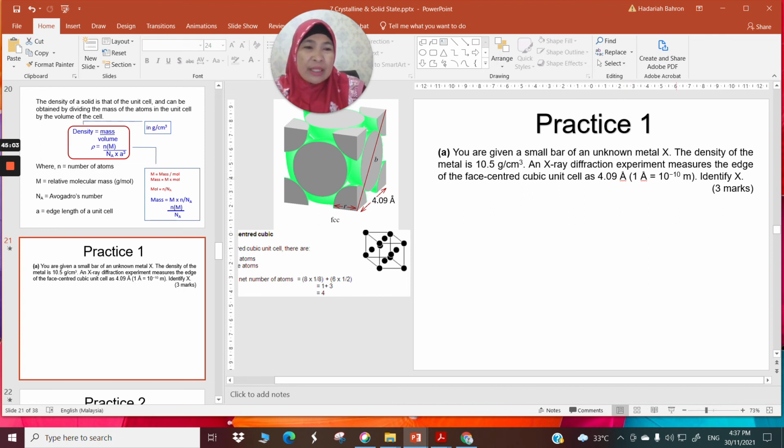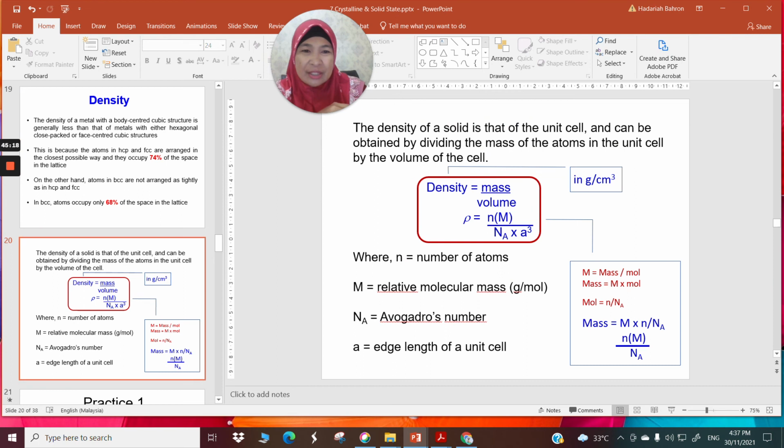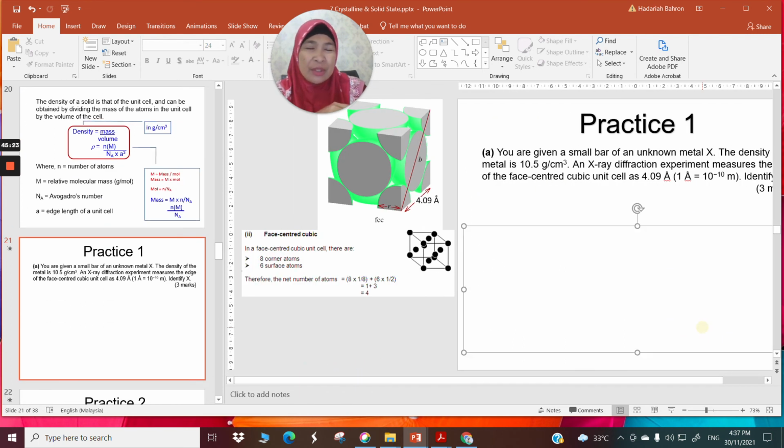1 angstrom is 10 to the power of minus 10 meter. So from this information, you are required to identify what X is. So how are you going to go around doing that calculation? It's really quite simple. Remember what information you're given?